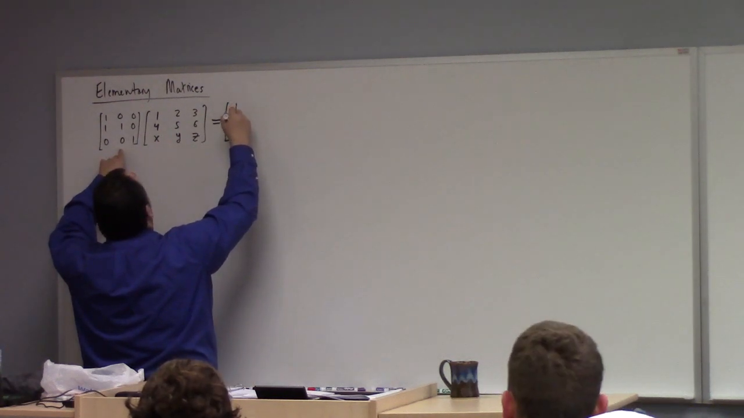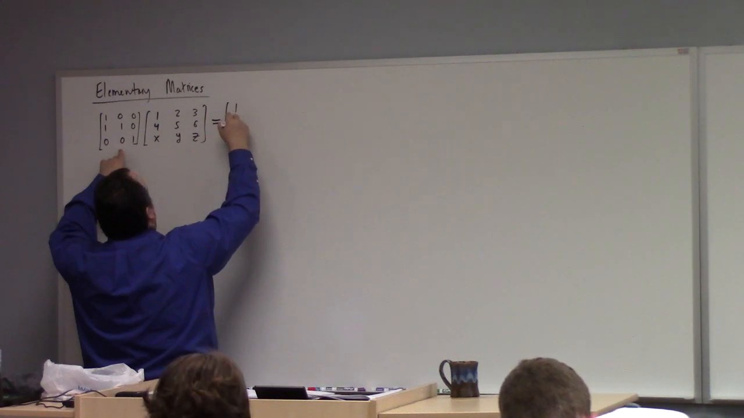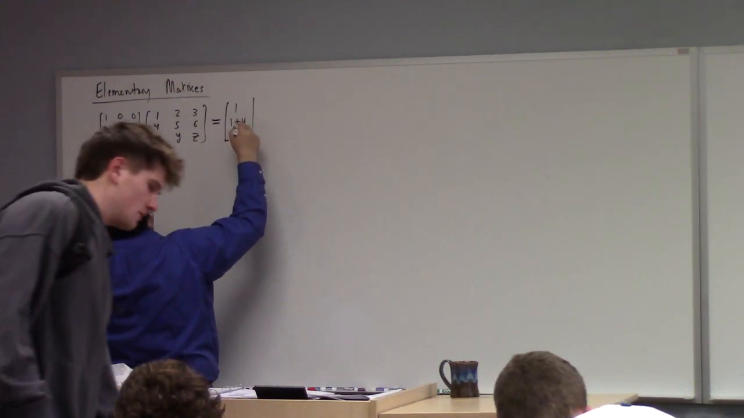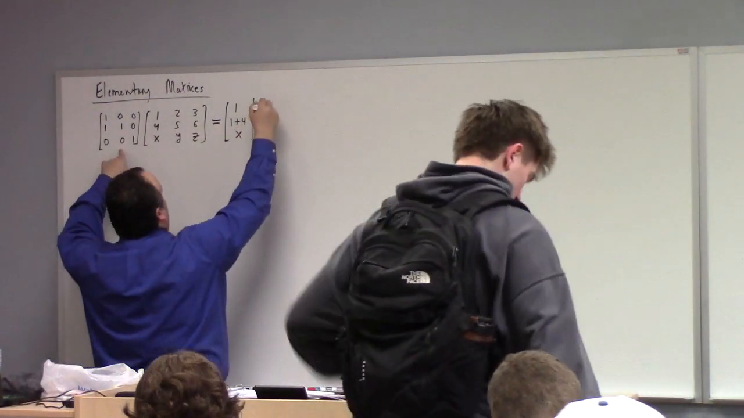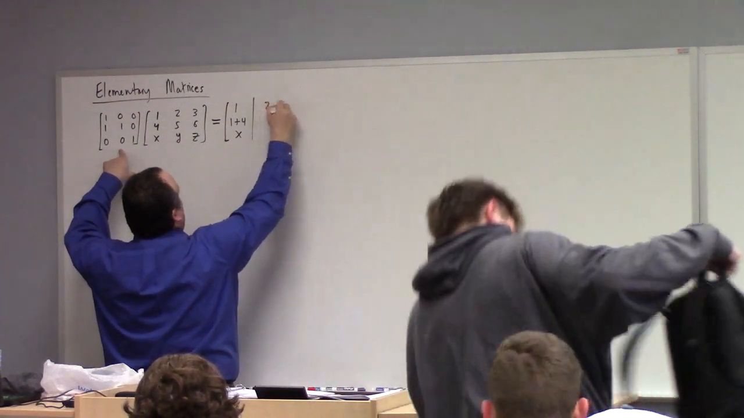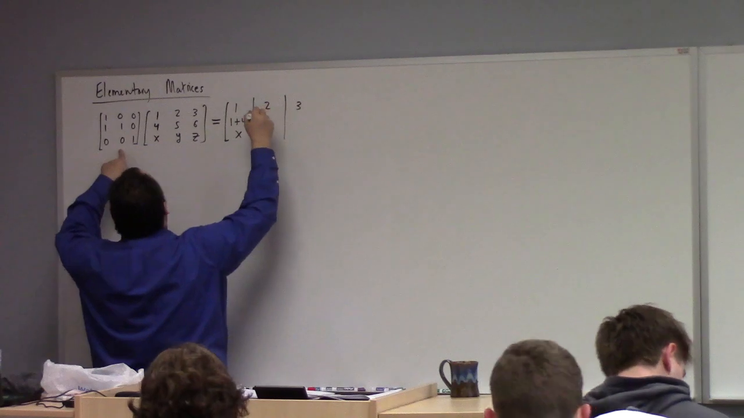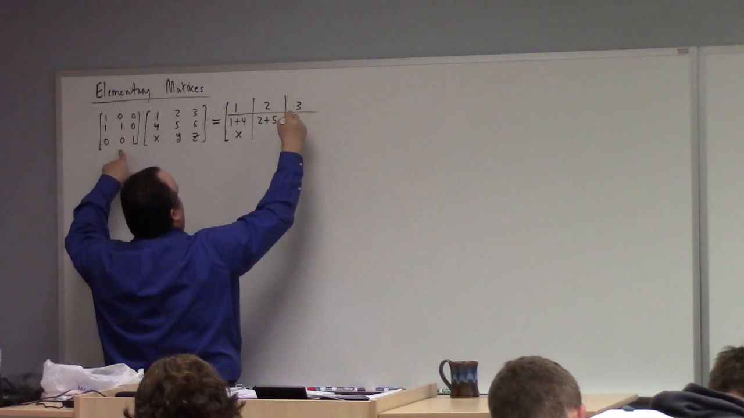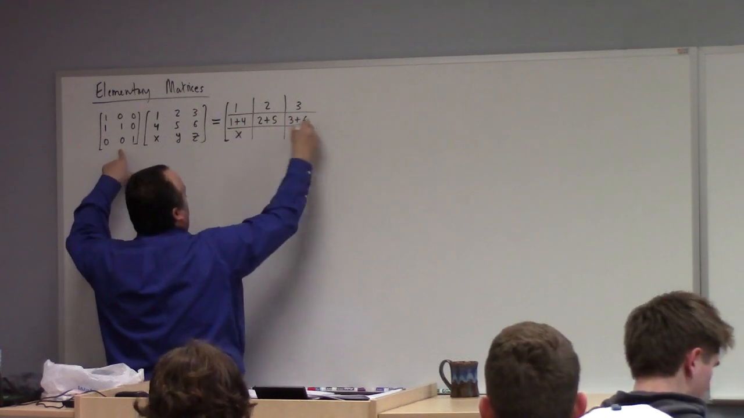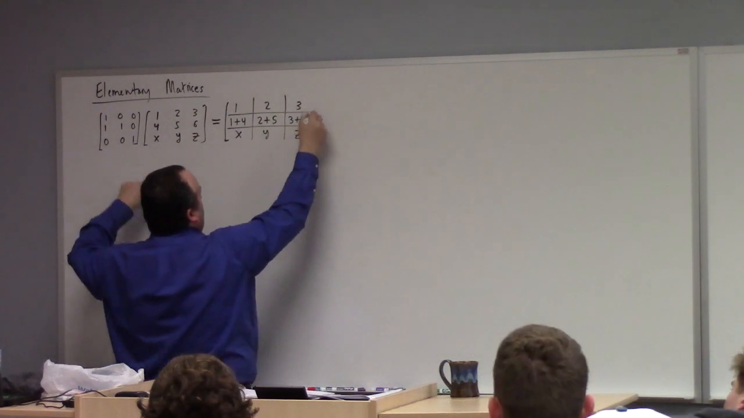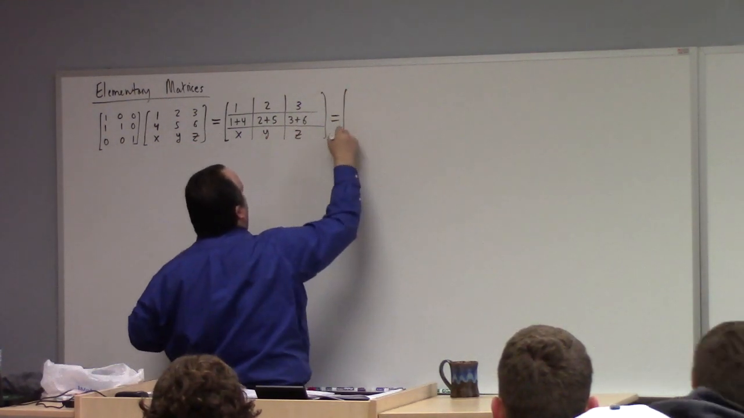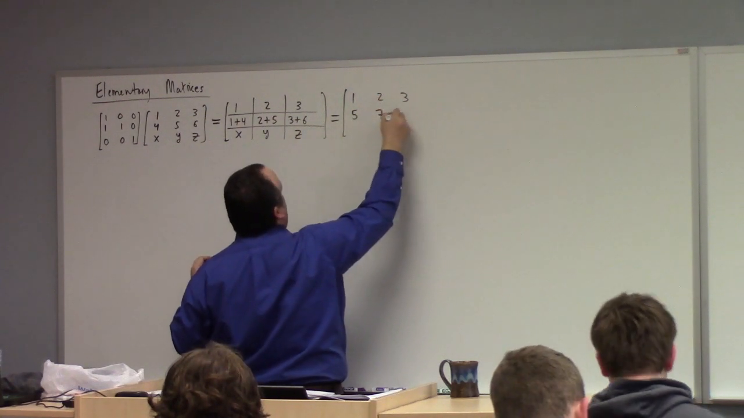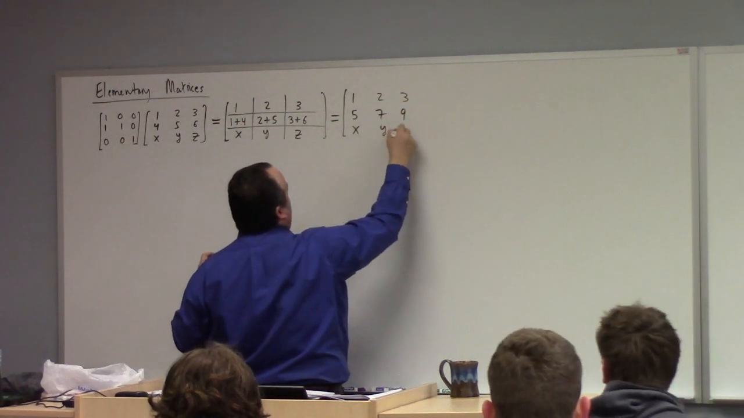1, and then here 1 plus 4, and then X, and then we get 2, we get 3. In the middle one I get 2 plus 5. I get 3 plus 6 over here. Y, Z. Right? 1, 2, 3, 5, 7, 9, X, Y, Z.